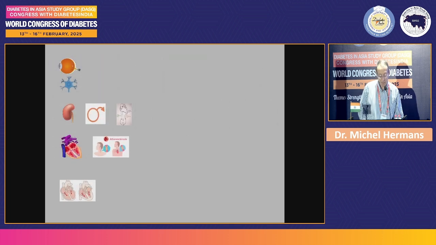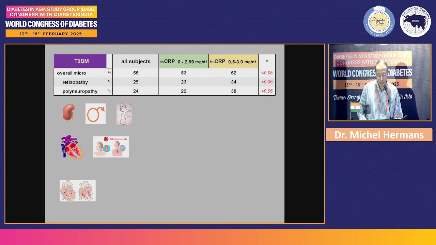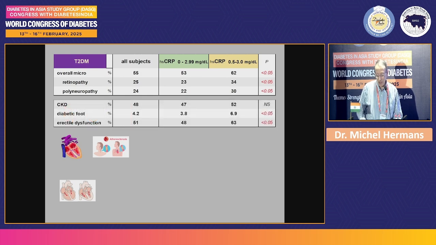Looking at their complications, if I start from the microvascular spectrum, they have definitely more complications, both retinopathy and neuropathy. This is highly significant. If I look at mixed macrovascular complications, they have definitely more diabetic foot and erectile dysfunction in men.